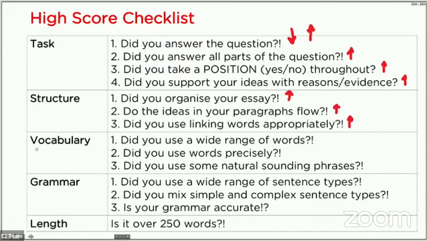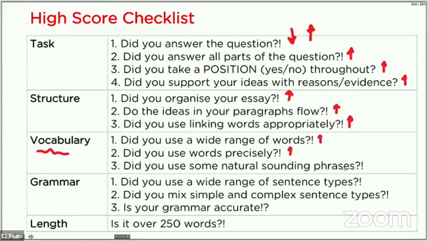Vocabulary. Let's think about vocabulary. Did you use a wide range of words related to taxation and government and spending and whatnot? If you did, your score will go up. Did you use words precisely? In other words, you're not just using words because they look good, but because they are precise and accurate in terms of their meaning. Not just fancy, they need to be precise.